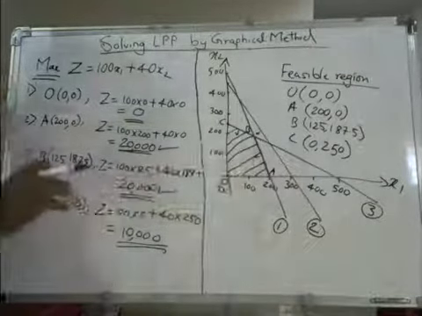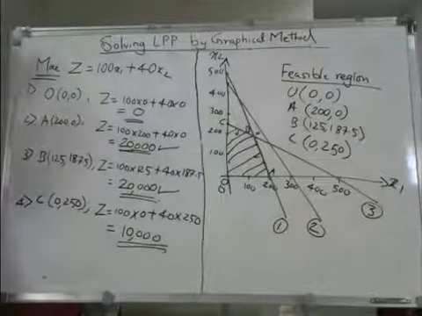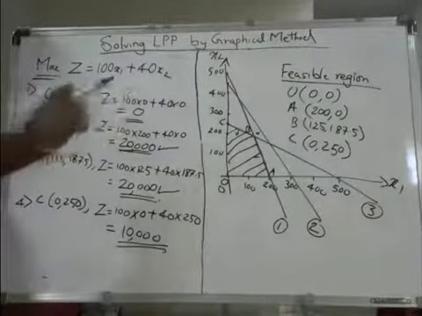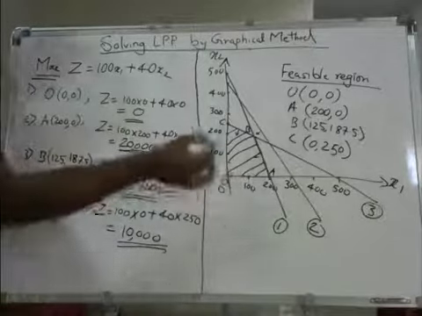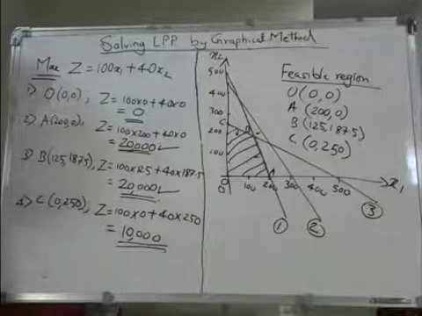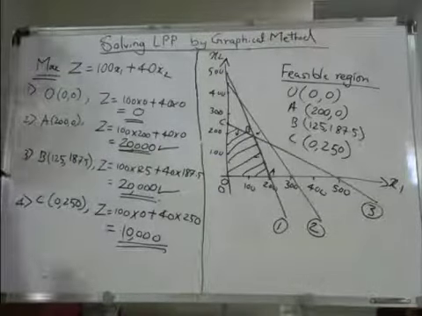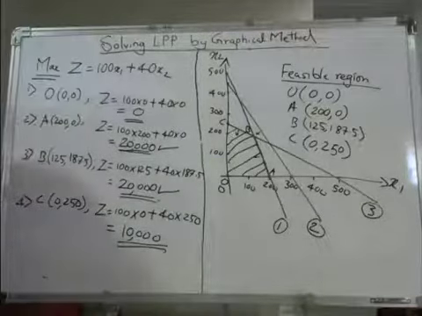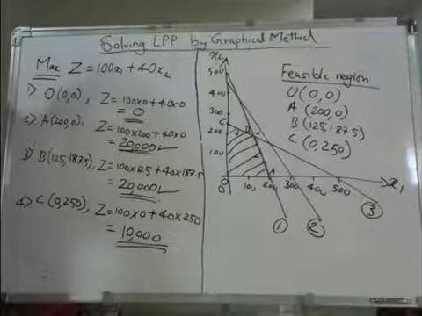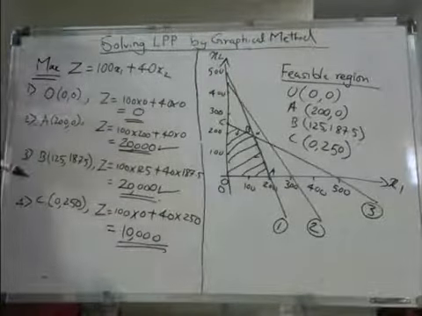So, how many points will be there on this line? There will be an infinite number of points in this line. That's why this problem is called a problem with infinite number of optimal solutions. So, this problem has got infinite number of optimal solutions.